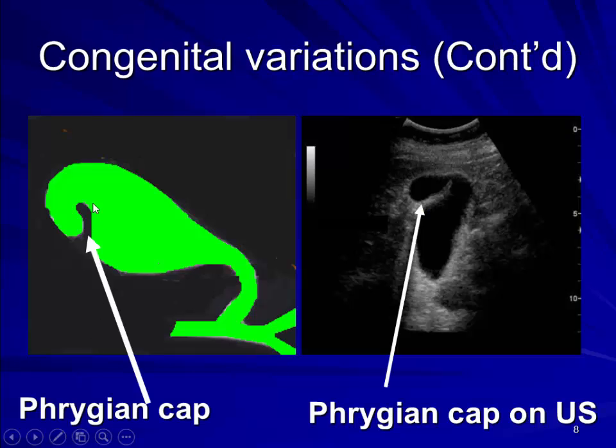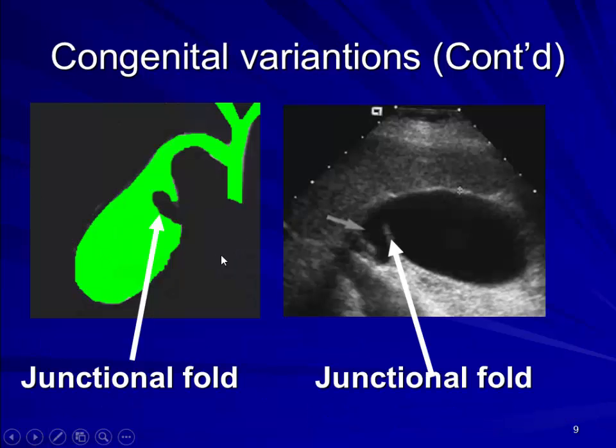Here is an image of a Phrygian cup. You can see the fold within here, and on the sonogram, this fold will appear as an echogenic line within the lumen of the gallbladder closer to the fundus. Here is an image of a junctional fold, as you can see closer to the neck of the gallbladder. It shows on this sonogram as an echogenic line within the lumen of the gallbladder closer to the neck.